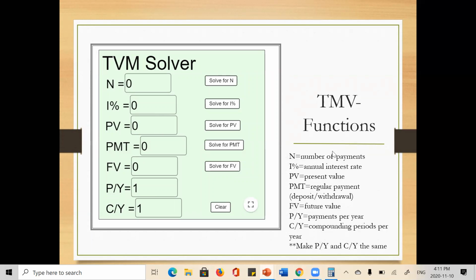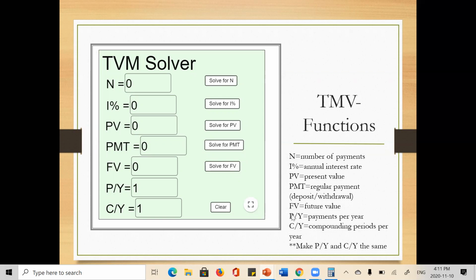The big I is the annual interest rate, and we always write it annually. Really important here: you write it as a percent. Don't write it as a decimal. I know we're used to writing it as decimals in the other examples, but here we're actually going to write it as a percent. Then PV is present value, PMT is the regular payment, and FV is future value.